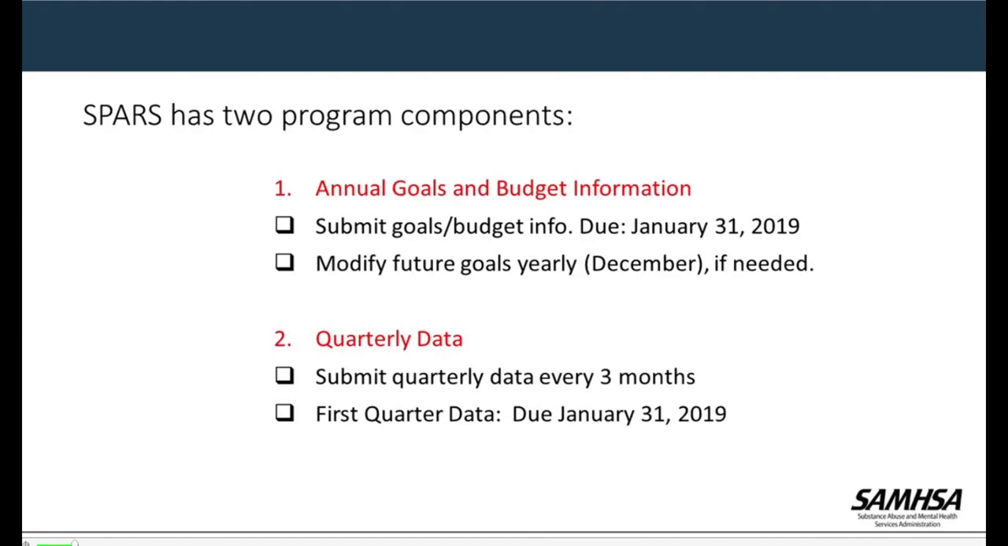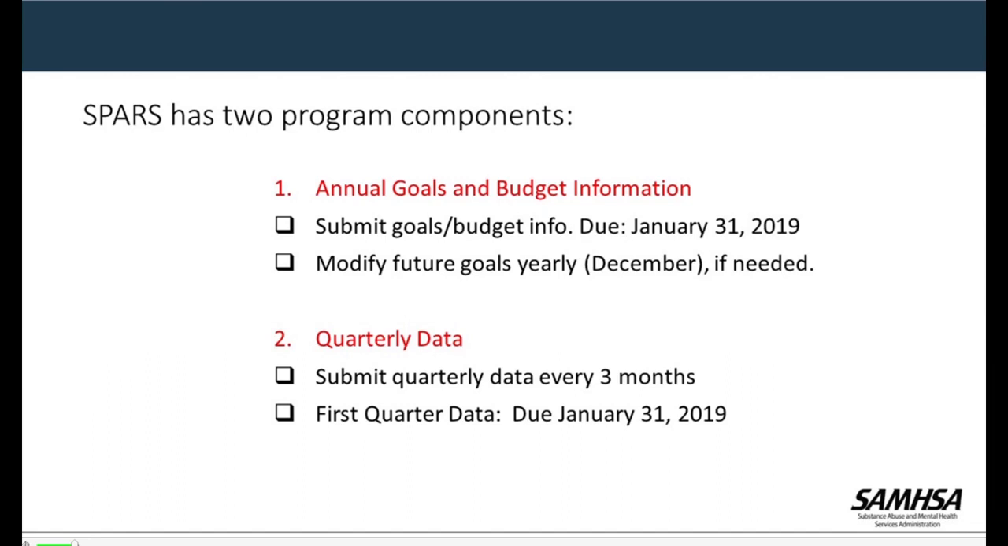SPARS has two program components: annual goals and budget information, which is actually going to be due January 31st of next year. You'll be required to submit those. And just know that we're going to be asking you to submit those goals and budget for the next 5 years. But don't worry, we do open it up yearly, usually in December. So when year 2 comes around and those things definitely fluctuate or change, you can always update that as needed.